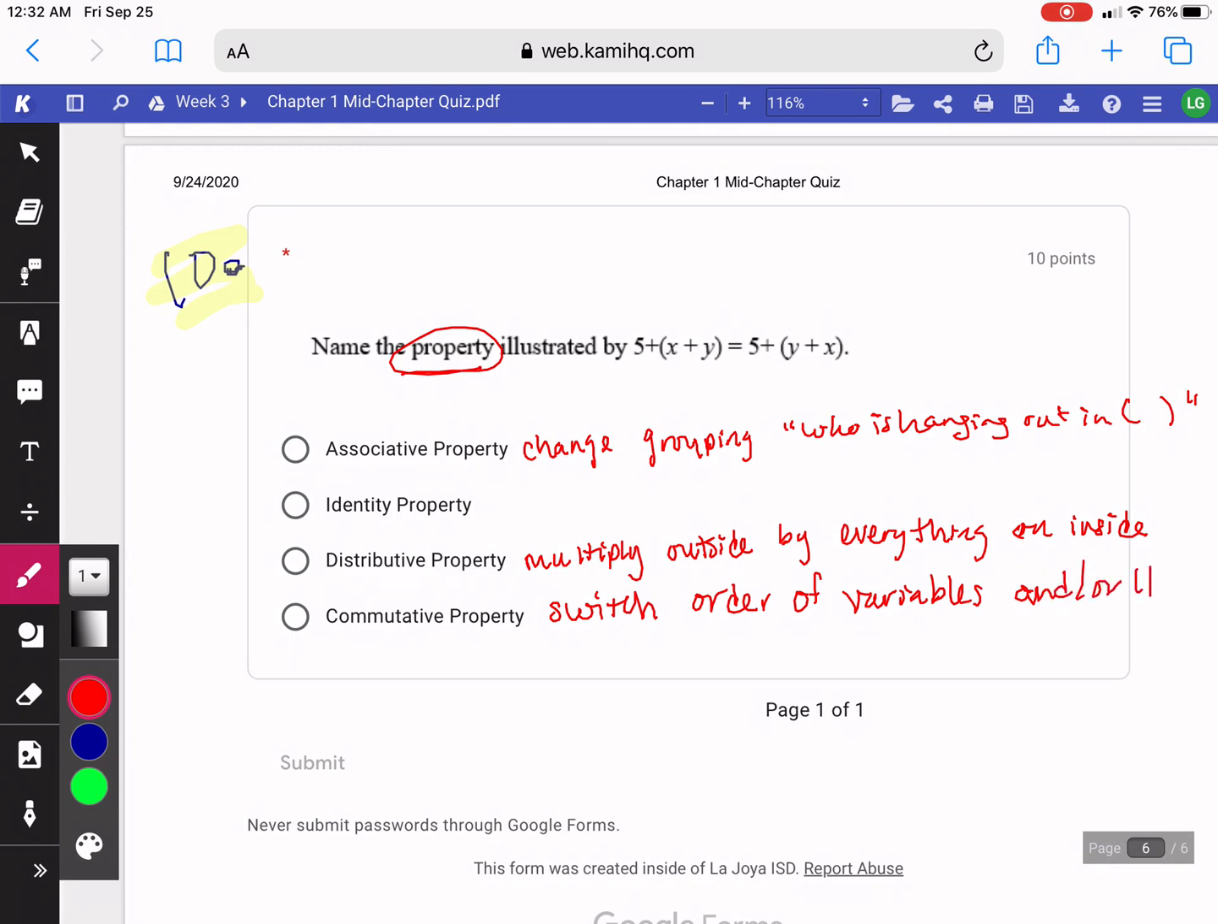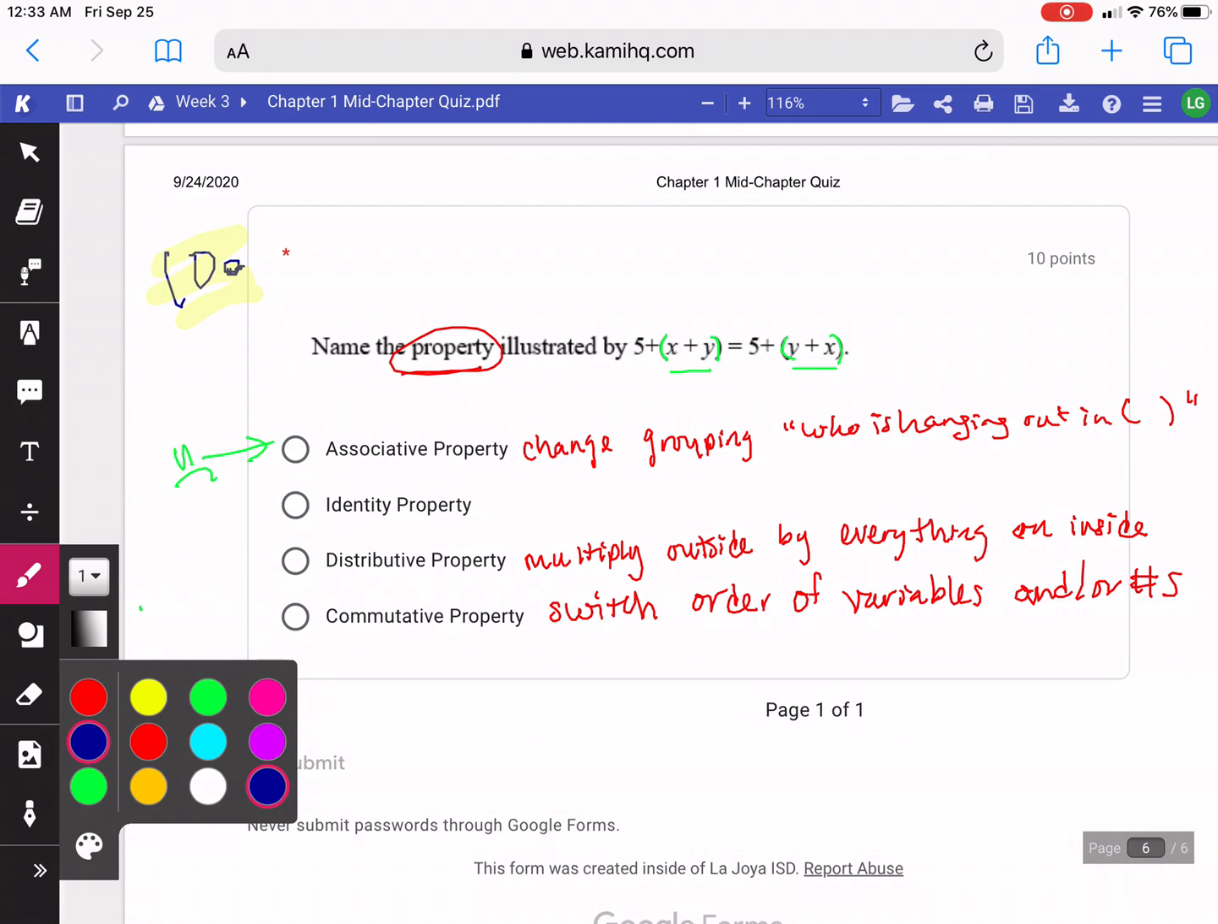and or numbers. So if you look here, yes, this one has parentheses. So a lot of you put associative property because you saw parentheses. But if you look at what's hanging out in the parentheses, in both parentheses, X and Y are hanging out. So they didn't change who's hanging out. So this one is not the associative property. So that one was wrong.